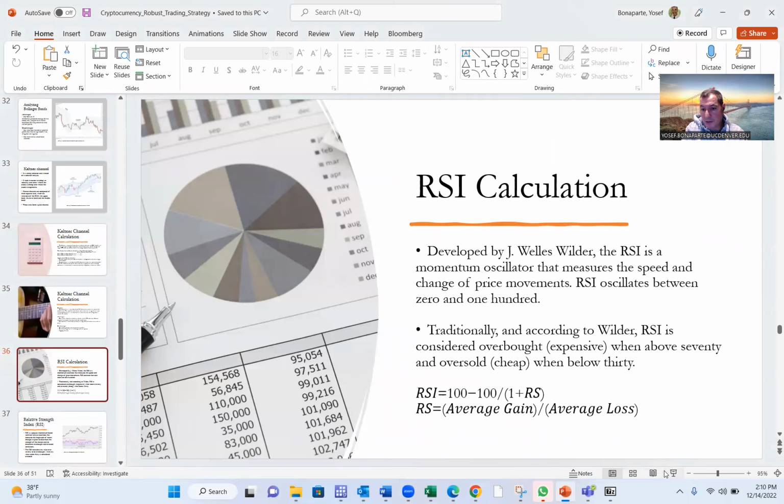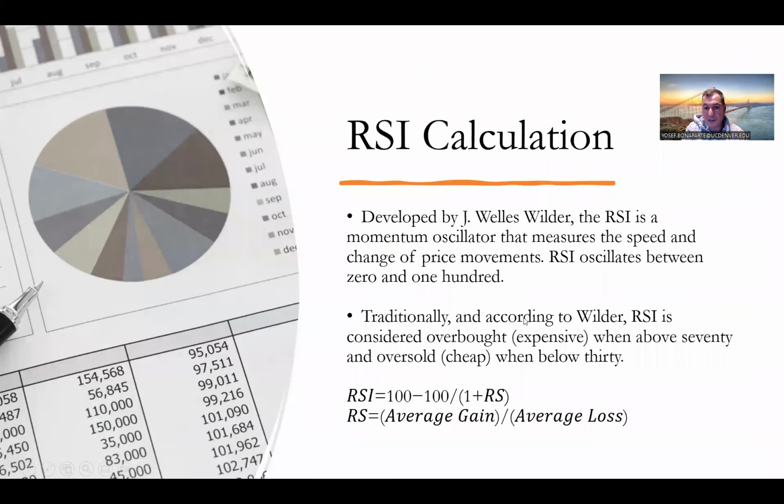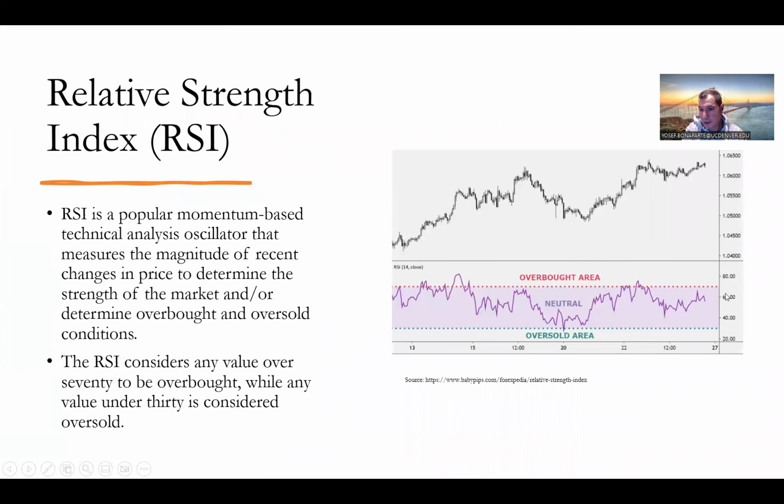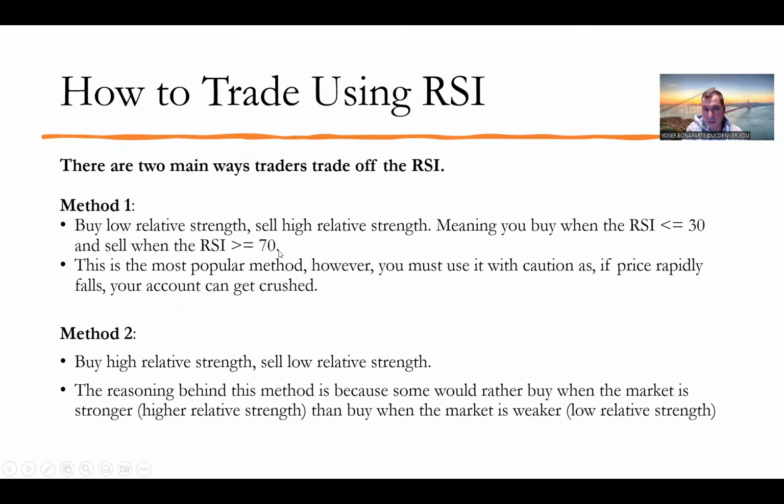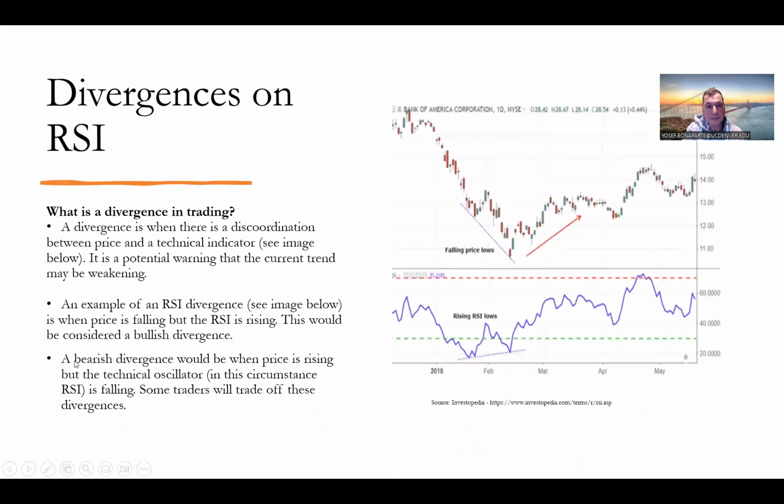RSI is another one. I'm going to teach it separately and more focused. Again, between 0 and 100, below 30 and above 70, you will trade. So the thresholds are 30 and 70. When you're near the 30, it's oversold, then go buy it. When you're near the 70 or above, it's overbought, then sell it. 70 here and the 30. It's between the 30 and the 70.